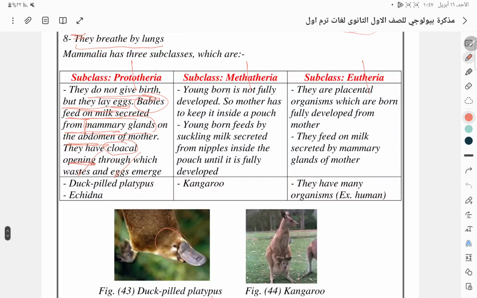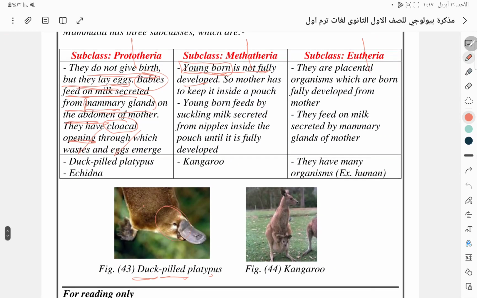Subclass Metatheria. The young is not fully developed, like a kangaroo. The mother keeps the young inside the pouch, where it is fed by milk from nipples inside the pouch until it is fully developed.